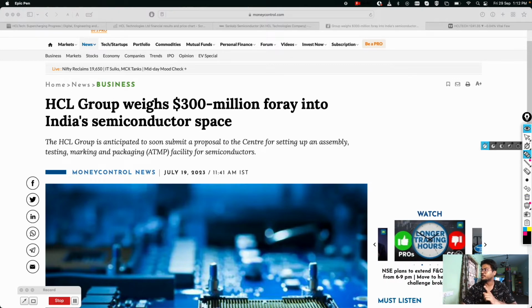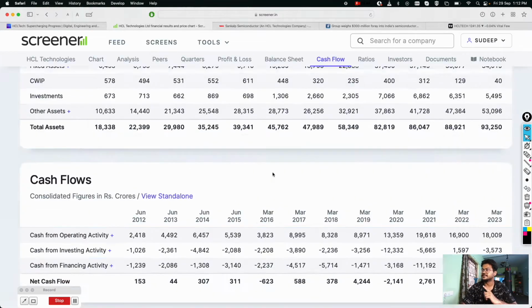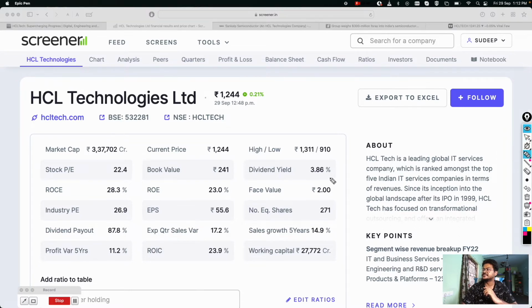And one more point I missed out, I want to show you, that is here itself. So you can see that HCL Technology is giving a dividend yield of 3.86%. So this is a big number. So this company is a growth company, it's a dividend company, both. So you rarely get to see companies which are a combination of both.